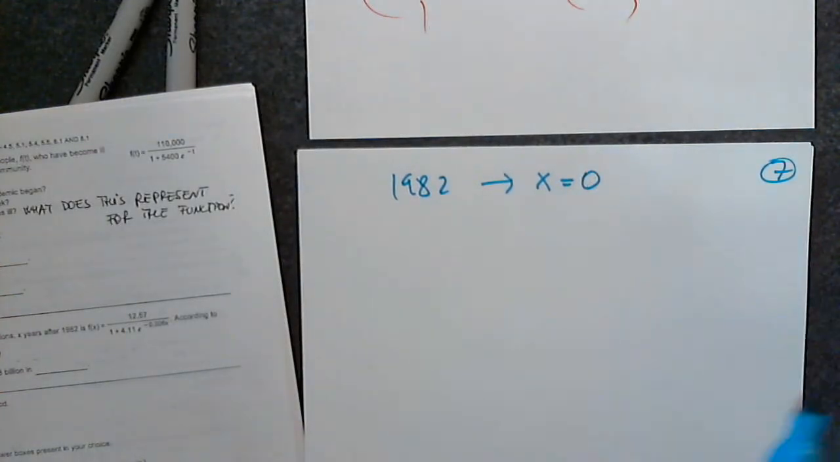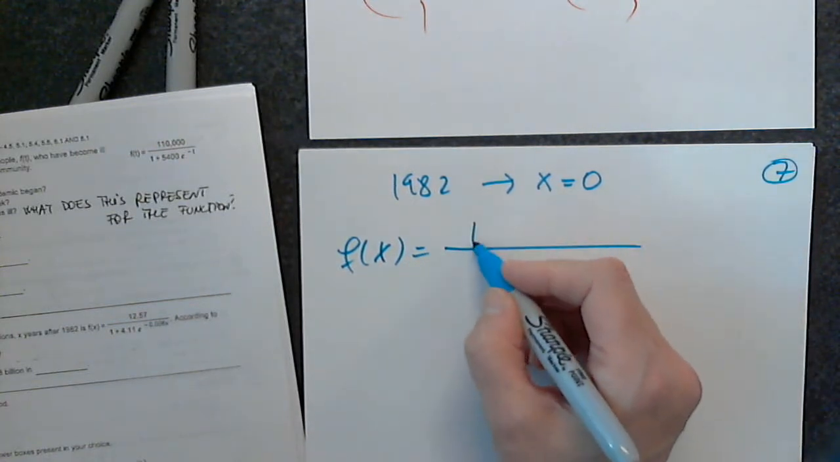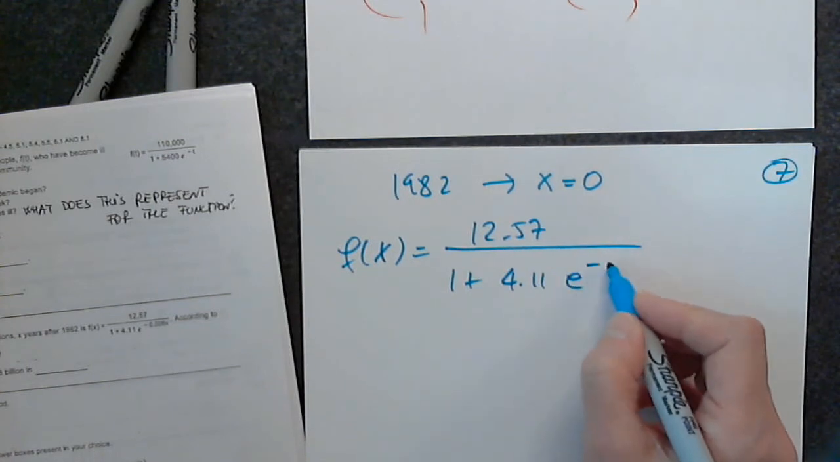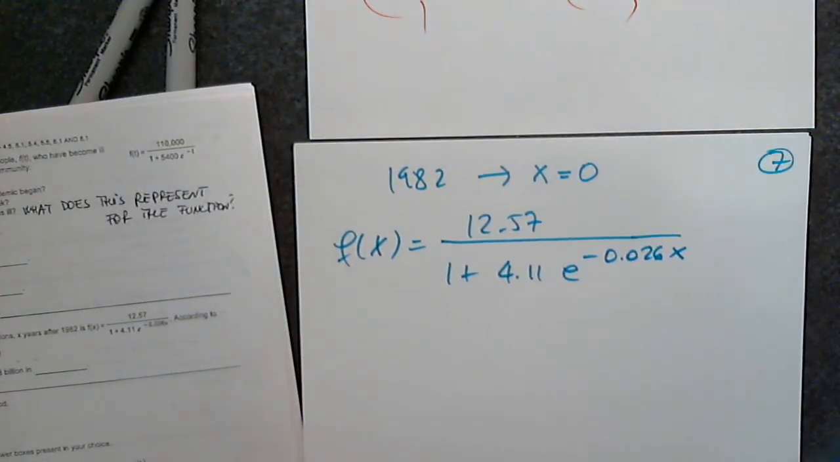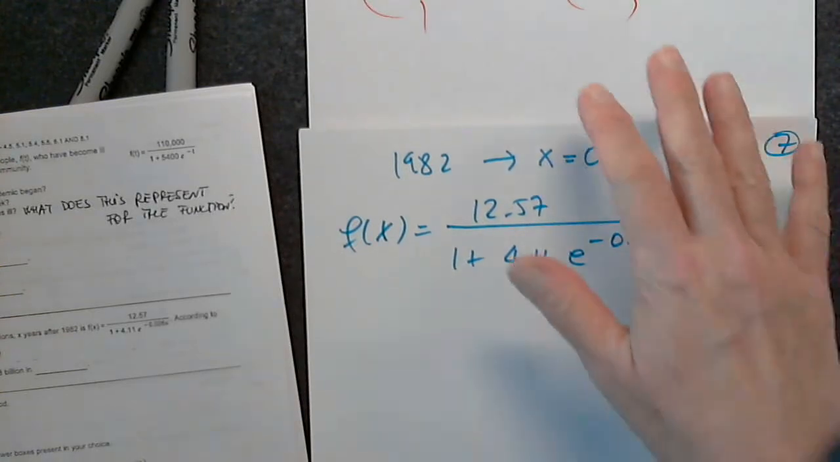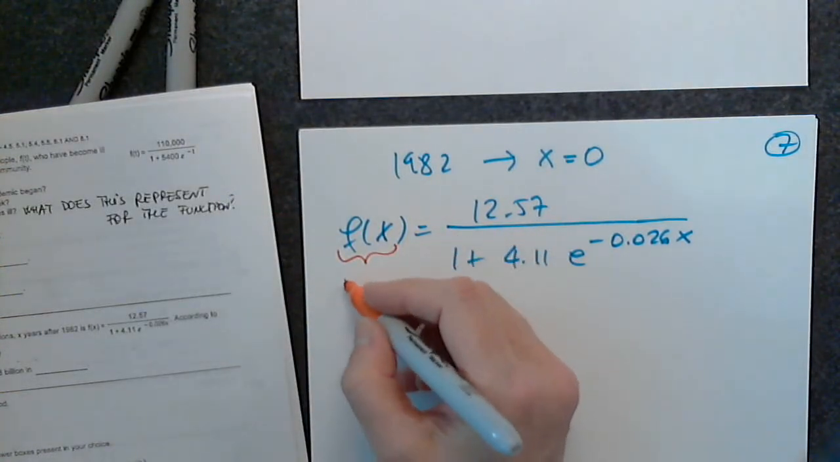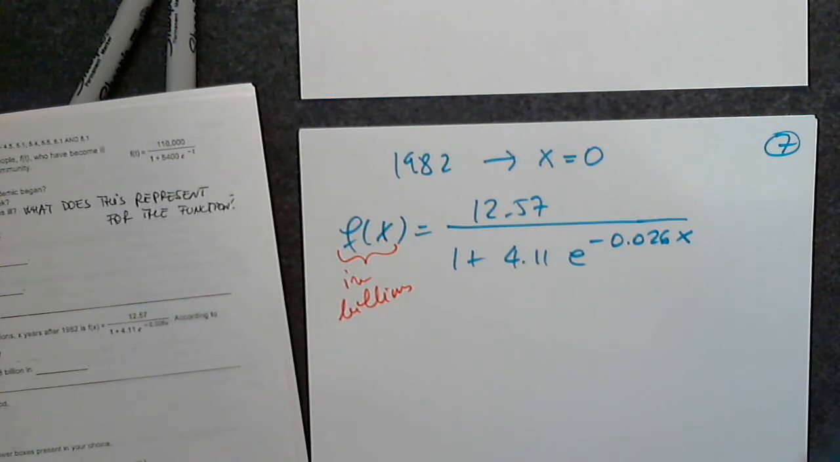Zero. So we are given f of x equals 12.57 over 1 plus 4.11 e to the negative 0.026x. According to this model, when will the world population be 8 billion? So x is the number of years since 1982, and this is in billions. This is the world population.